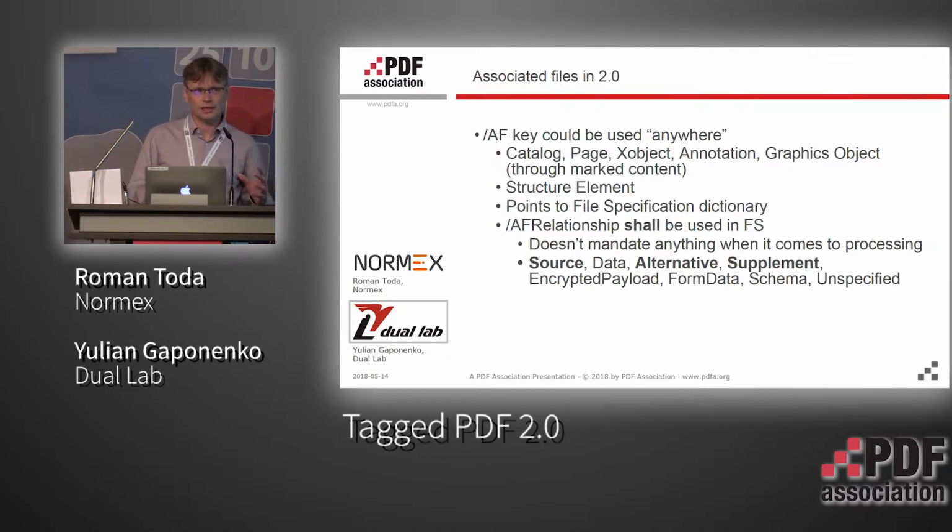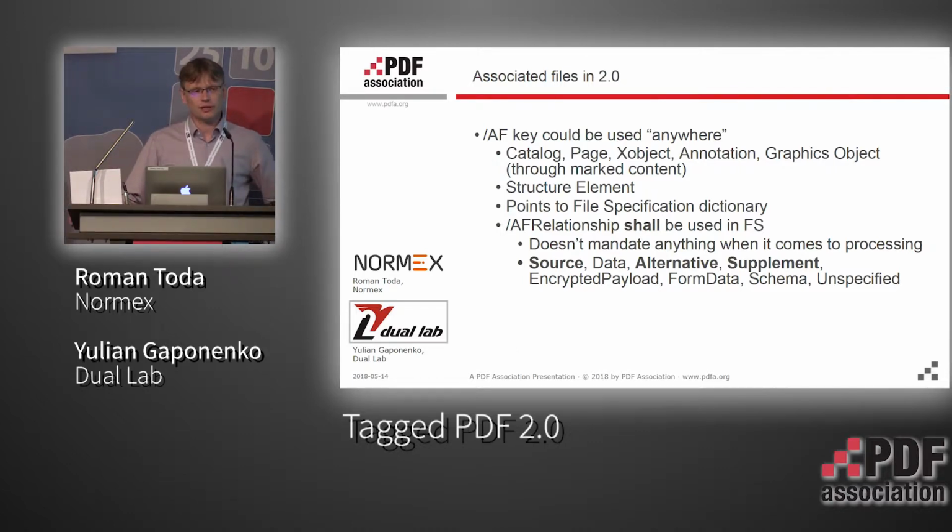The entry of the AF dictionary points to a file specification dictionary. You have the whole file embedded, and 2.0 mandates the use of AF relationship, which defines the relationship between the structure element and the associated file. It could be source, it could be data. You can say that this file is an alternative to the structure tree and all the descendants. It could be a supplement and so on.